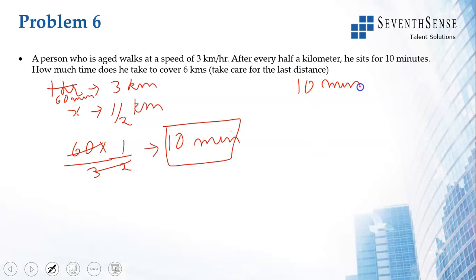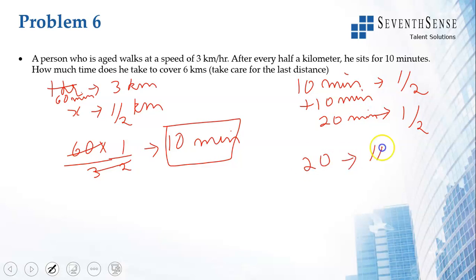10 minutes, he is covering half a kilometer. But after these 10 minutes, he is also resting for 10 minutes. So to cover half a kilometer, he needs 20 minutes. So similarly, to cover another half, he needs 20 minutes. And so on. So let us see, the first 20 minutes is covering half. Next 20 minutes is covering half. Makes it 1 kilometer. So for 1 kilometer, he is taking 40 minutes.